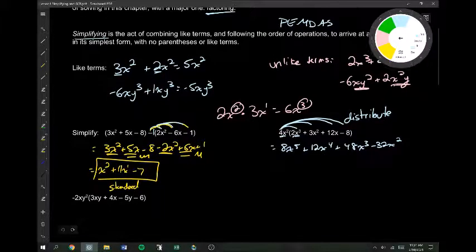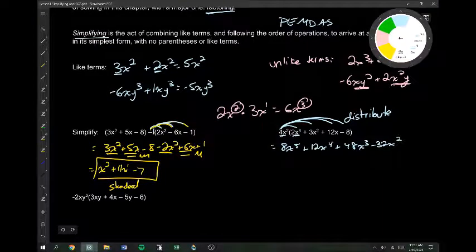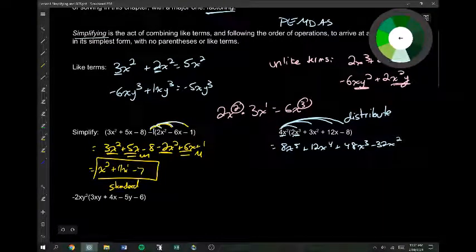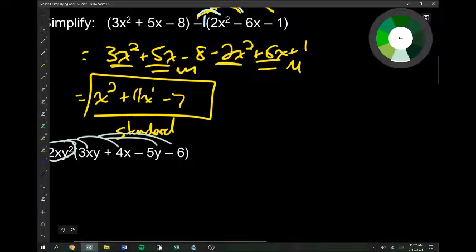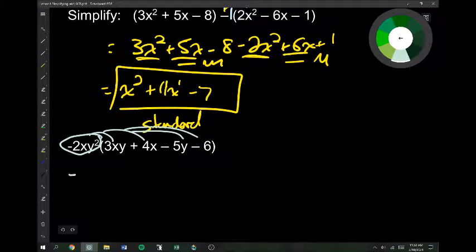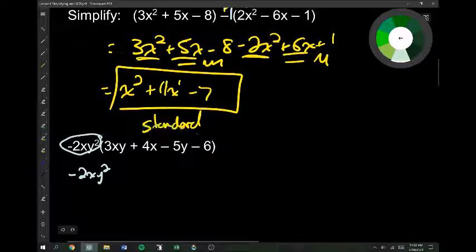Let's do one more practice of simplifying, and then we'll start talking about factoring. I'm going to distribute this negative 2xy squared to everything. We haven't done one with x's and y's yet, so I'm going to break this down into little pieces. I'll zoom in too. I'm doing negative 2xy squared, and I'm first going to multiply that by this 3xy right here.